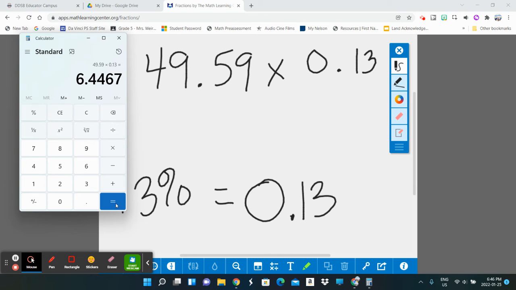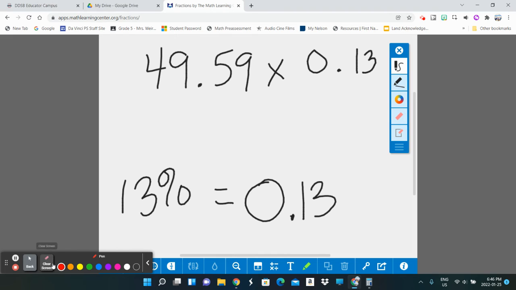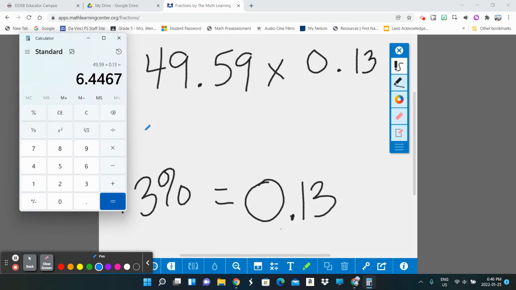Thinking about our rounding rules again. With money, we're just going to two decimal places, right? $6.44. But the question is, is it really $6.44?